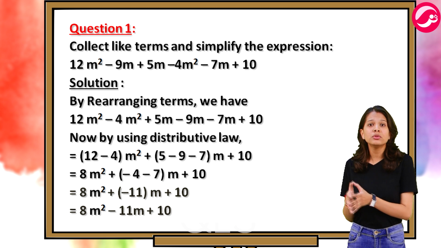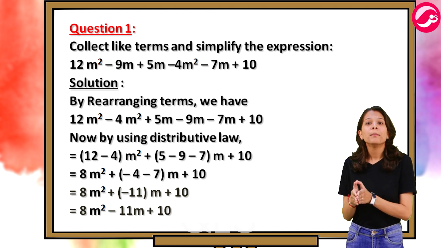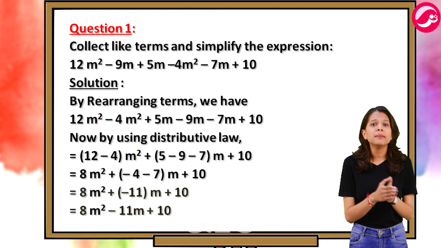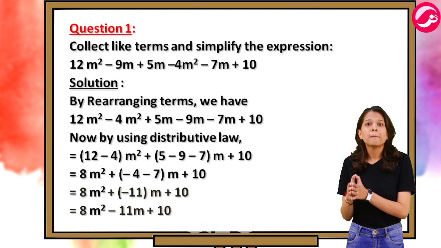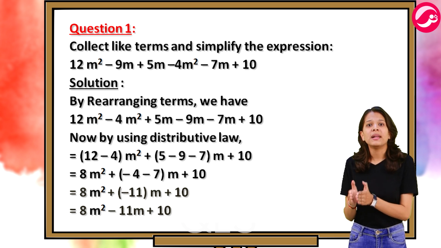Now, by using distributive law, we get (12 minus 4) m square plus (5 minus 9 minus 7) m plus 10, which gives us 8m square plus (minus 4 minus 7) m plus 10, which again gives us 8m square minus 11m plus 10.